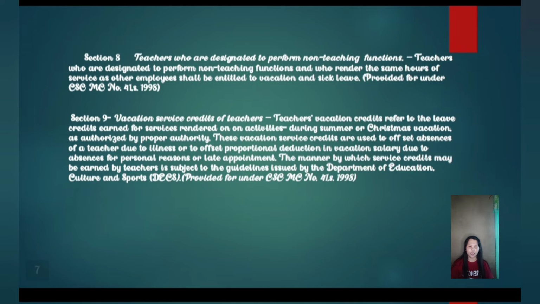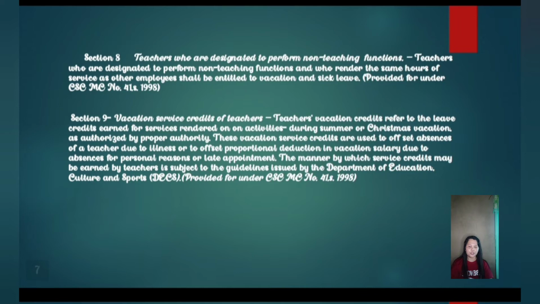Teachers' vacation service credits refer to the leave credits earned for services rendered on activities during summer or Christmas vacation, as authorized by proper authority. These vacation service credits are used to offset absences of a teacher due to illness, or to offset proportional deduction in vacation salary due to absences for personal reasons or late appointment.